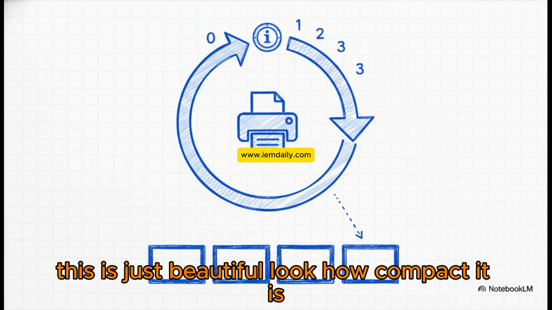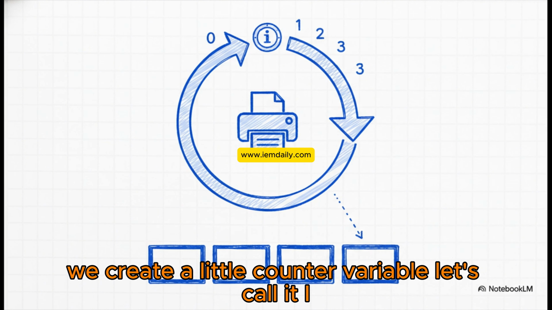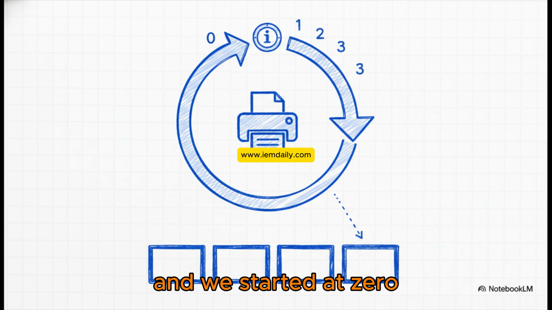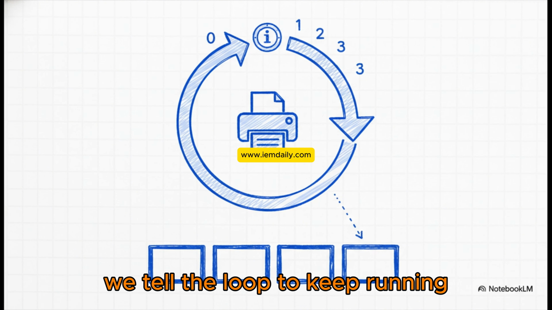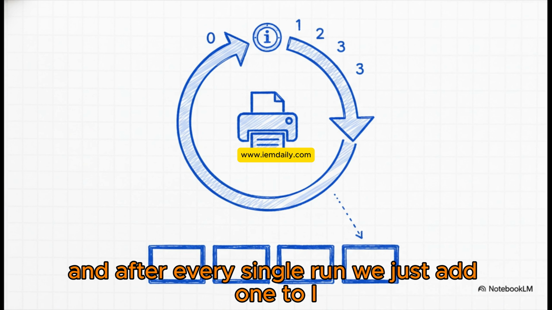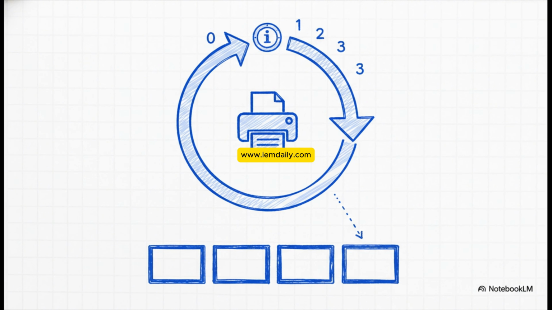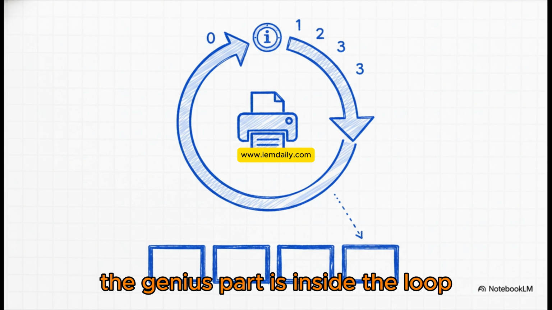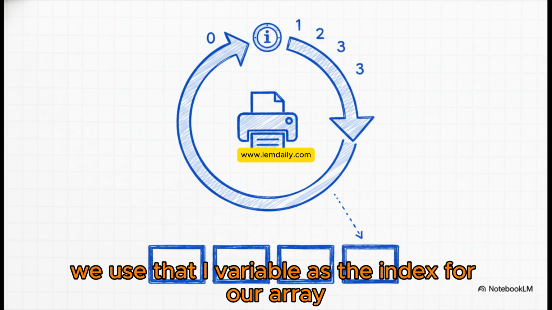This is just beautiful. Look how compact it is. We create a little counter variable, let's call it i, and we start it at 0. We tell the loop to keep running as long as i is less than 4. And after every single run, we just add 1 to i. The genius part is inside the loop. We use that i variable as the index for our array.